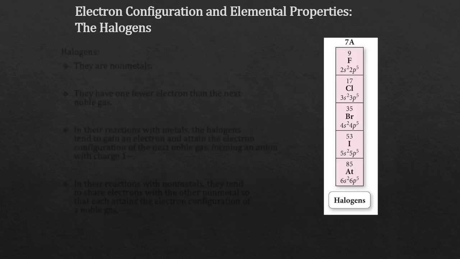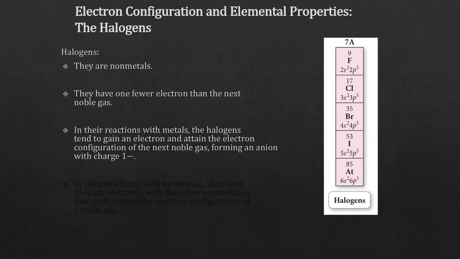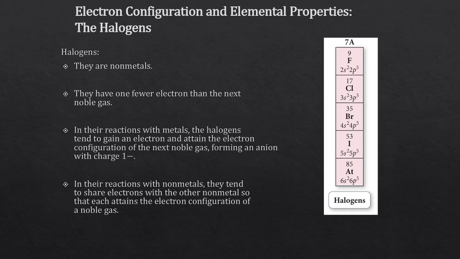Now, we talked about the noble gases. Those are particularly important. I'm also going to mention the halogens specifically by name because they are so reactive that we use them in a lot of reactions, and you'll see them a lot. Halogens are nonmetals. They have exactly one fewer electron than the next noble gas. In their reactions with metals, the halogens tend to gain an electron to become a noble gas. And in their reactions with nonmetals, they tend to share their electrons with other nonmetals, so each atom is able to get a noble gas configuration. So what they tend to do depends on whether they're reacting with other nonmetals or with metals.